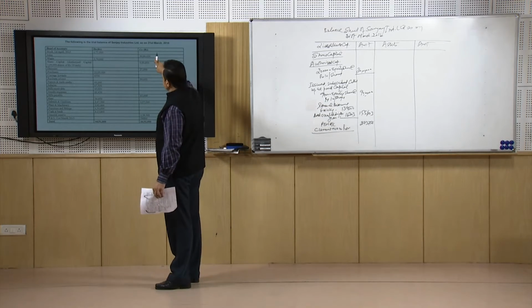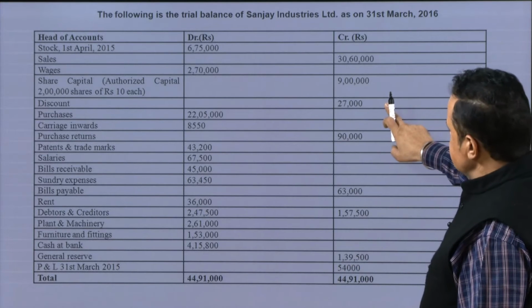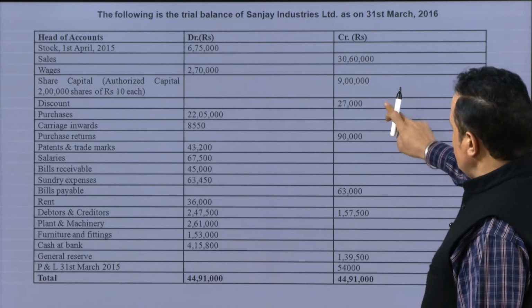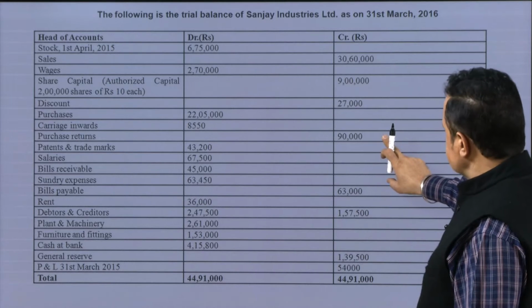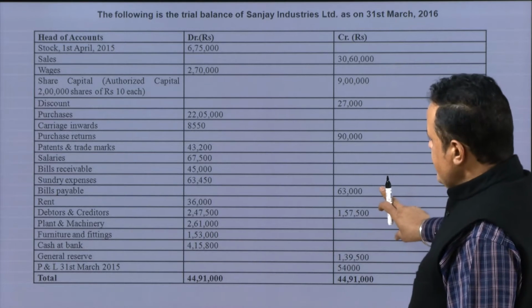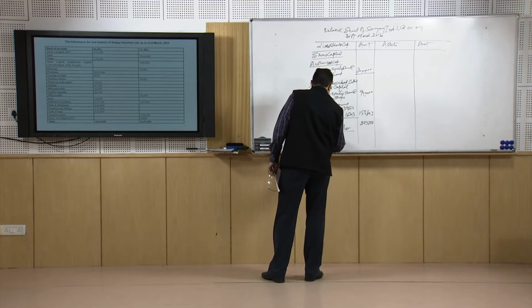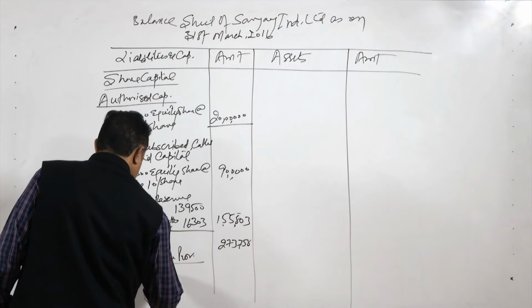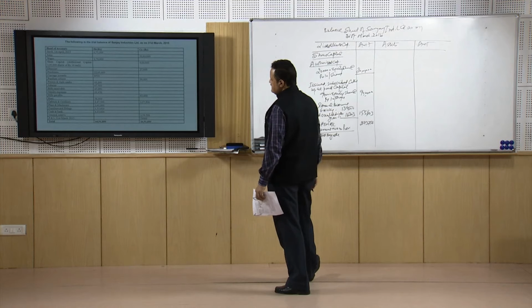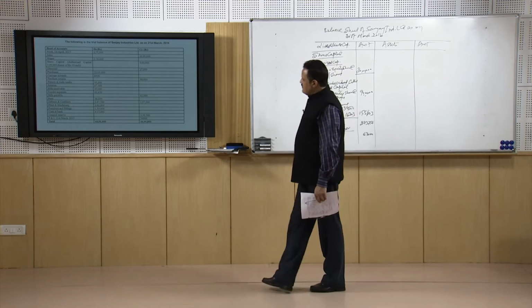We will have to look in the credit side, all the credit balances. So stock, sales, no. Share capital we have taken, then what is this? This is discount we have already taken. Is there any current liability, short term liability? No. Purchase return, no. Then it is sundry, bills payable, yes, bills payable is there. So bills payable amount is 63,000, good.